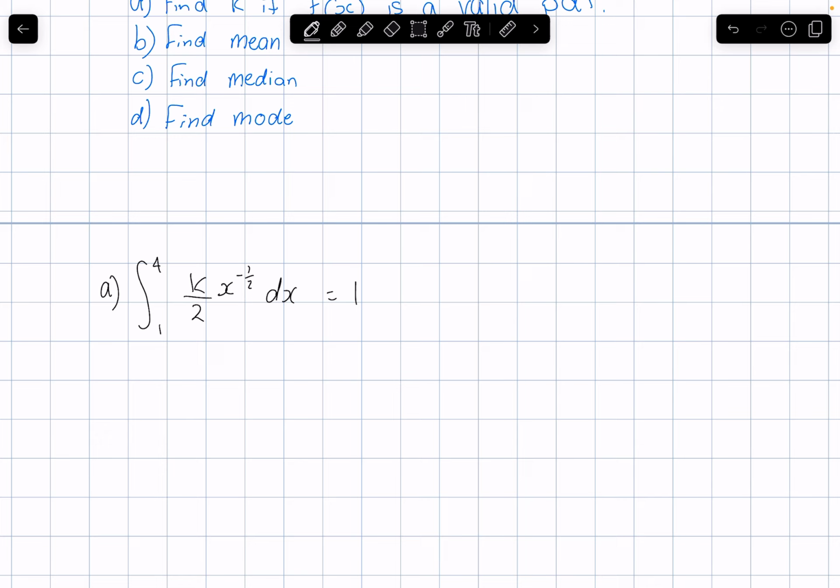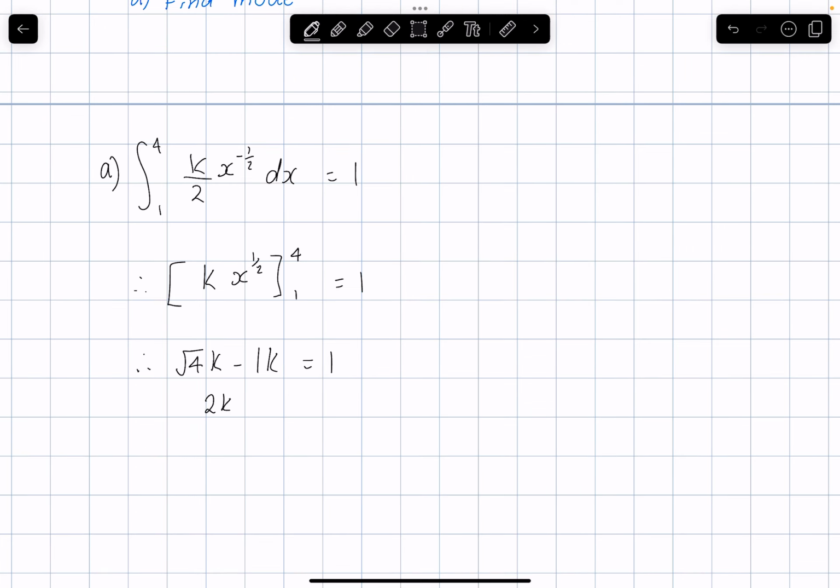So this is just a polynomial, add 1 to the power, divide by the new power. So in here, I've got x to the power of 1/2. K over 2 divided by a half is just k. And I've got 4, 1 equals 1. Now remember, x to the power of 1/2 is just the root of x. So therefore, I've got the square root of 4 times k minus 1 times k equals 1.